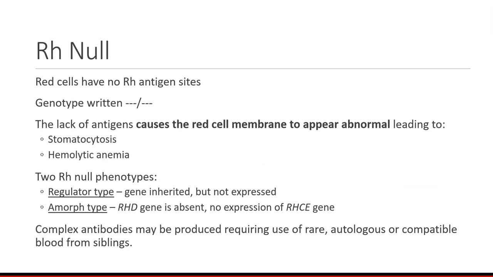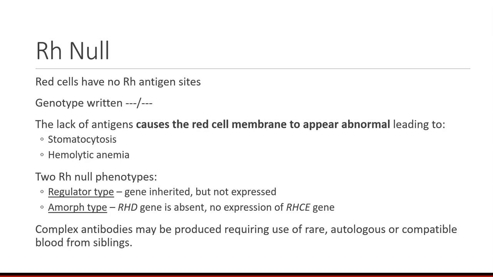And one of the most rare genotypes is the Rh null. They have no Rh antigens, none. You write the genotype dash dash dash slash dash dash dash, no Rh antigens. And Rh antigens are an integral part of the red cell membrane. So the lack of these antigens will cause the red cell membrane to appear abnormal, leading to stomatocytosis and hemolytic anemia. And I want you to know that. Those are two characteristics of the Rh null genotype.